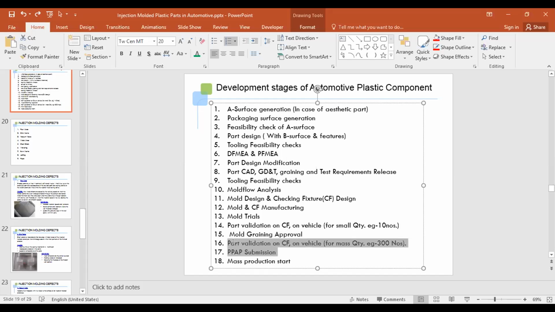Then it goes for PPAP submission. And finally, mass production will start.